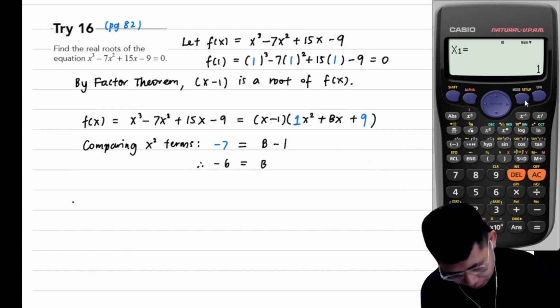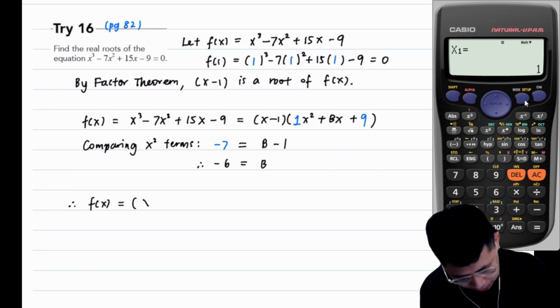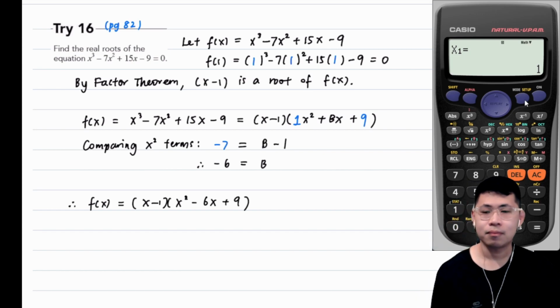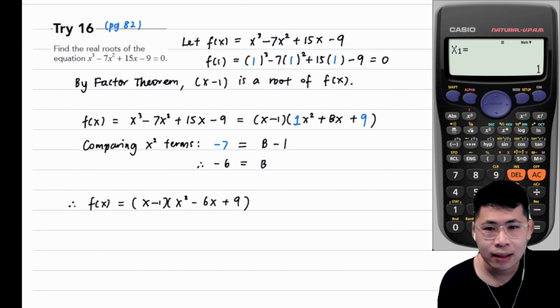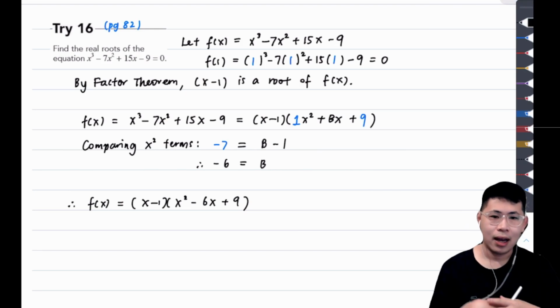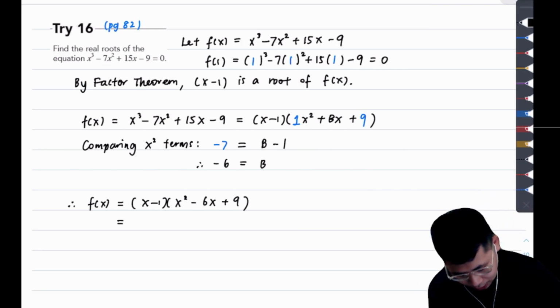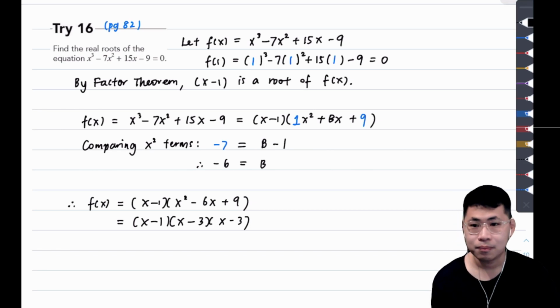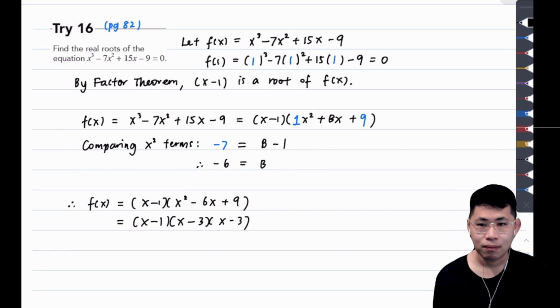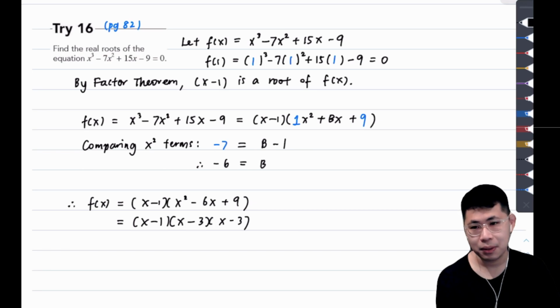So therefore, my f(x) is going to be x minus 1 times x squared minus 6x plus 9. Okay, now for the second quadratic factor, I can actually factorize it out to x minus 3, x minus 3.